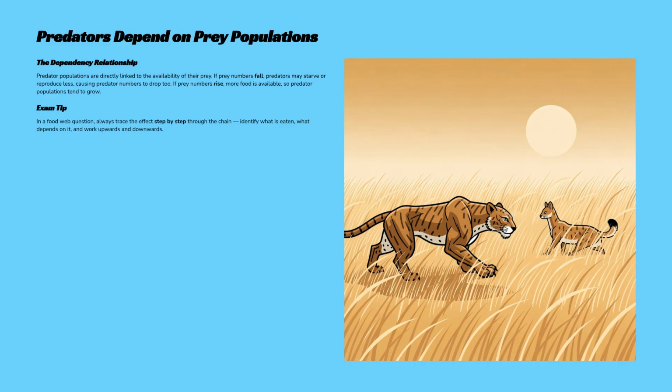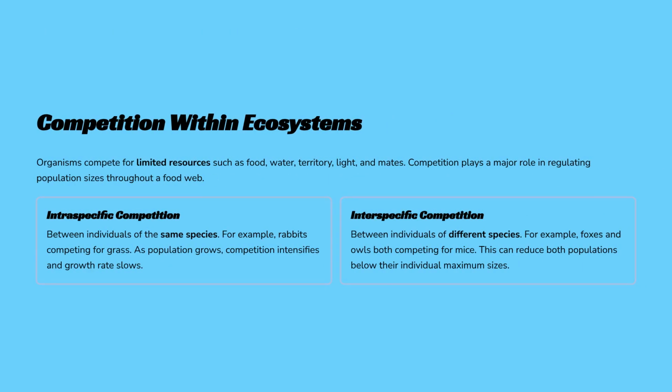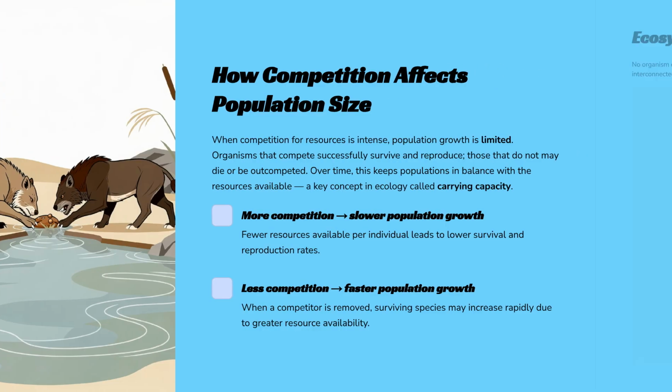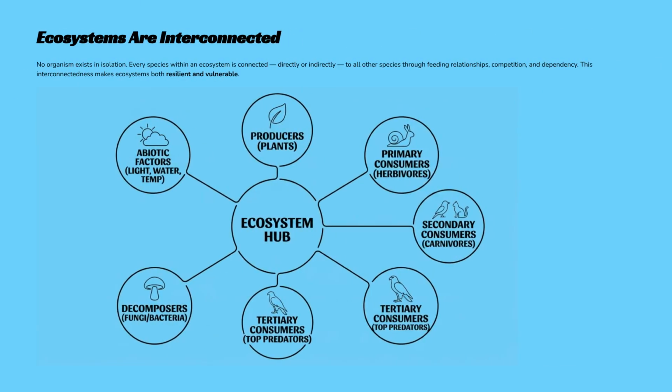Predators depend on prey populations. If prey numbers fall, predators may starve or reproduce less. If prey numbers rise, more food is available and predators thrive. Competition is another major factor. Organisms compete for limited resources like food, water, and territory, which helps regulate population sizes. Intraspecific competition happens between members of the same species, while interspecific competition occurs between different species. Both limit population growth.